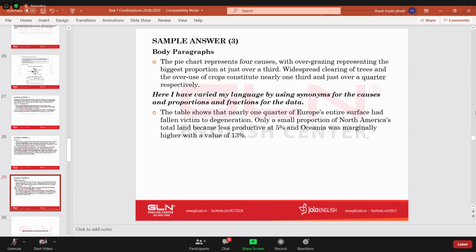So the pie chart represents 4 causes, with overgrazing representing the biggest proportion at just over 1/3. So the percentage has been changed to a fraction, 1/3. And widespread clearing of trees and the overuse of crops constitute nearly 1/3 and just over 1/4 respectively. So all the data there has been converted from percentages to fractions.